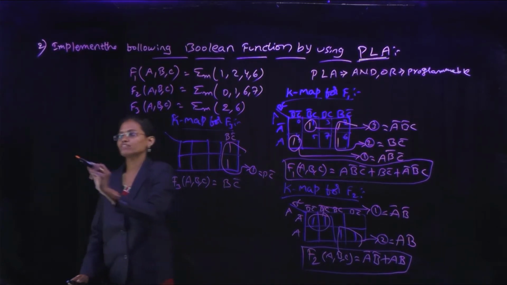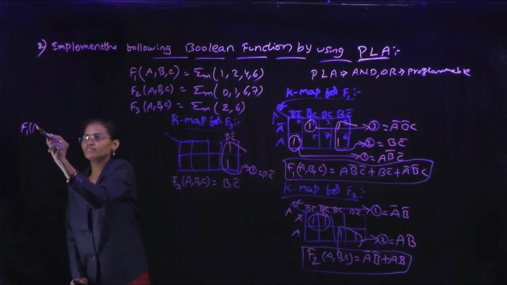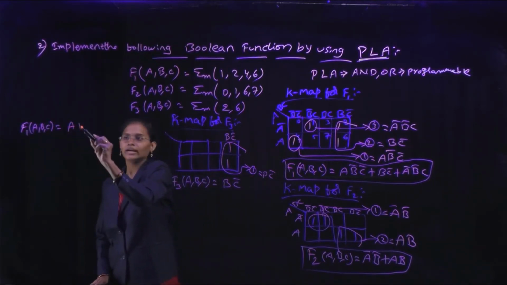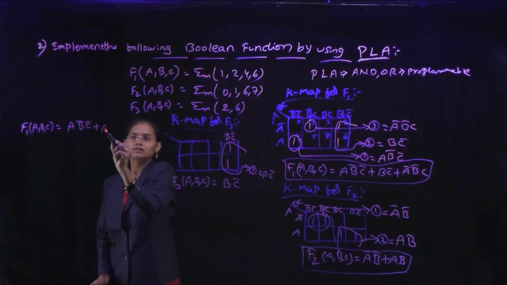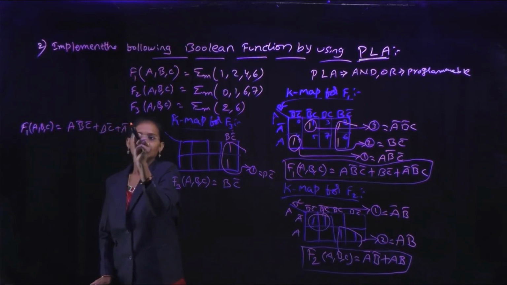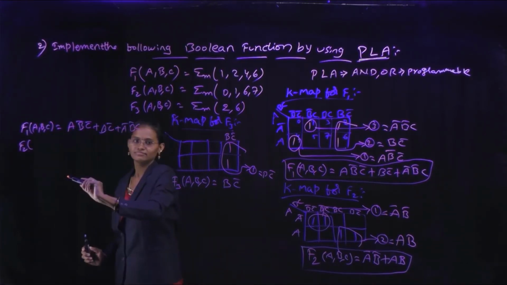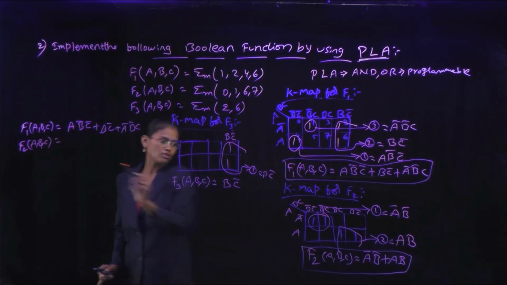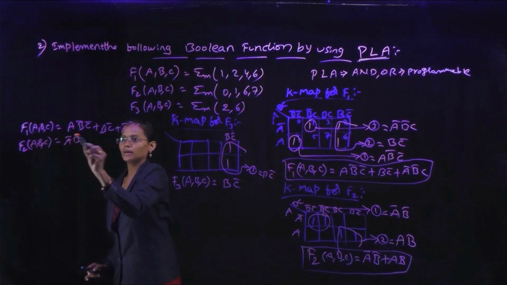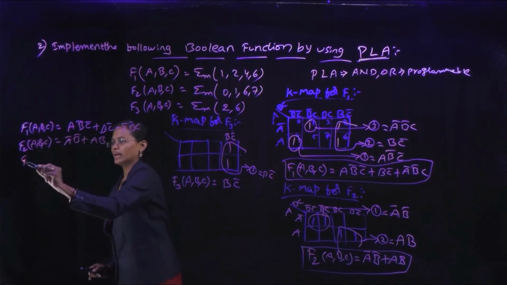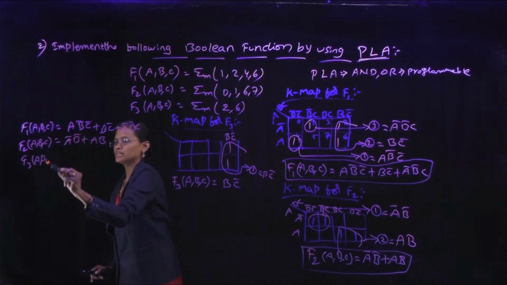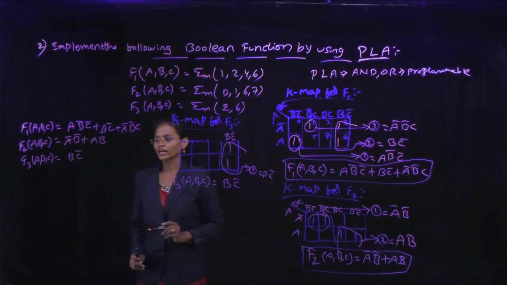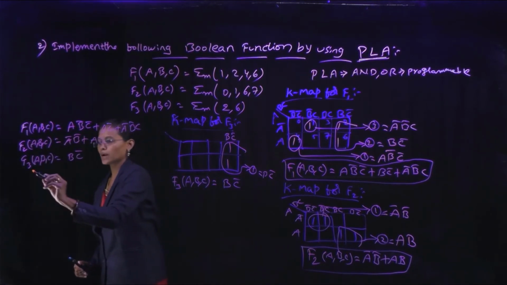Write down all the equations. F1 of ABC equals A B bar C bar plus B C bar plus A bar B bar C. F2 of ABC equals A bar B bar plus AB. And F3 of ABC equals B C bar. Okay, next write down the programming table.